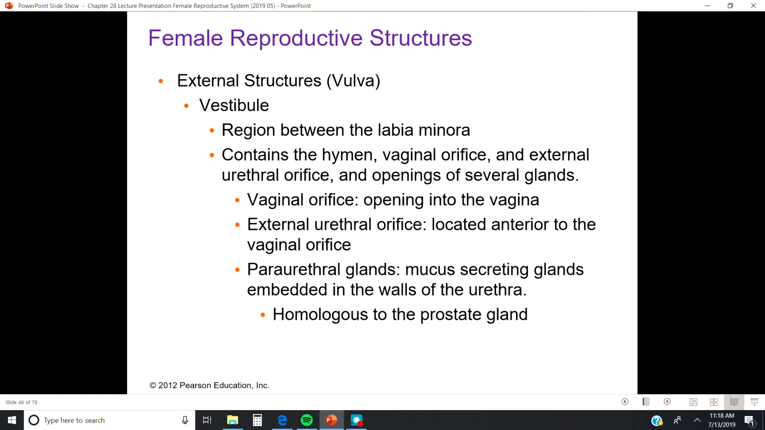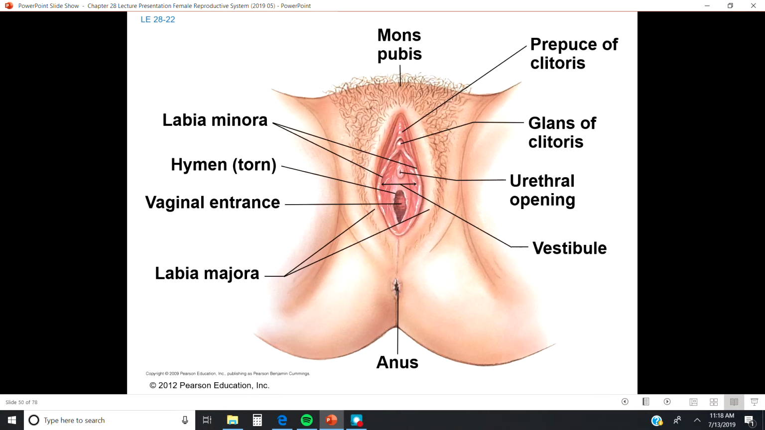Let's see what we have next. The urethral orifice is located anterior. So just to go back and forth a little bit, here's the vaginal orifice. This is going to be the urethral opening here, right? That's going to be the urethral opening.